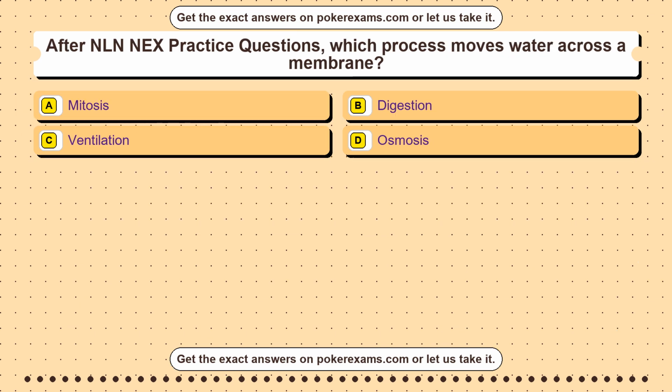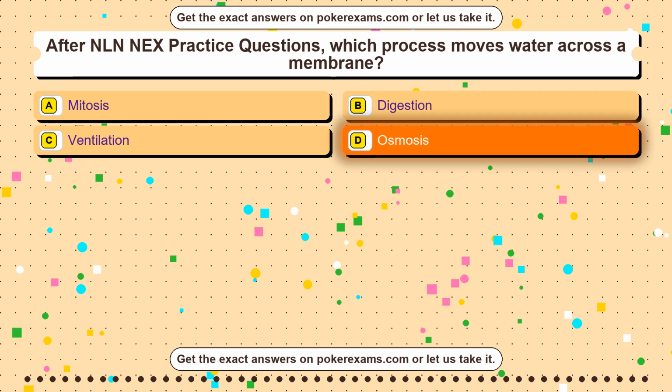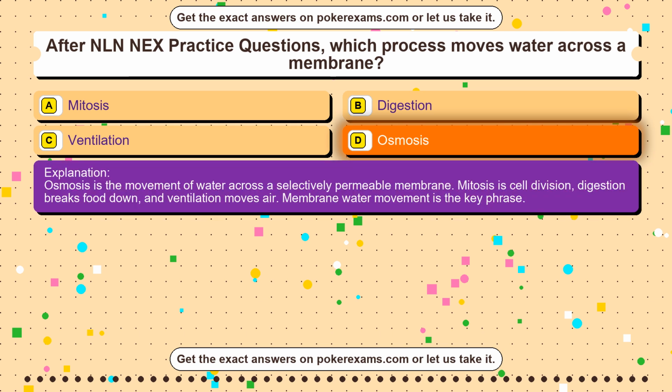Question 6. After GED physical science practice, which idea is protected by checks and balances? Option A. One branch controls all laws. Option B, courts write every law. Option C, states have no role. Option D. No branch has unlimited power. The correct answer is option D. No branch has unlimited power. Checks and balances prevent any one branch from gaining unlimited power. The other choices concentrate power or misrepresent the system. U.S. civics questions often ask about separation of powers.